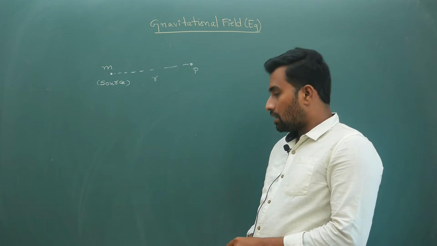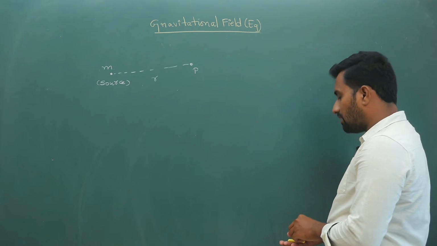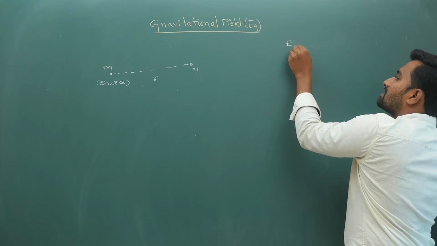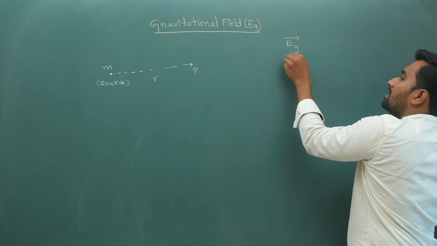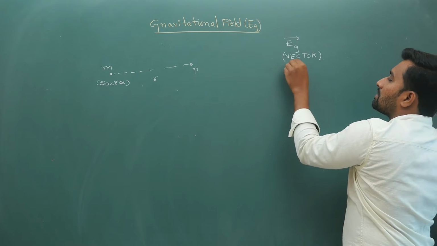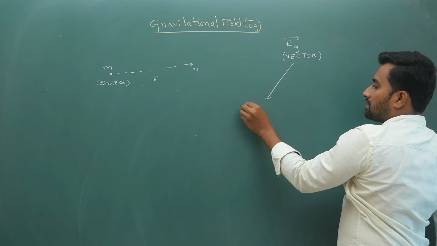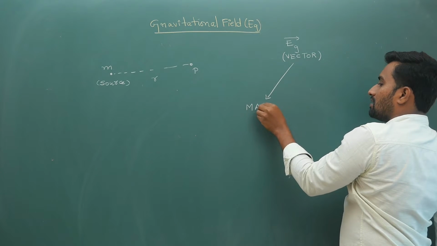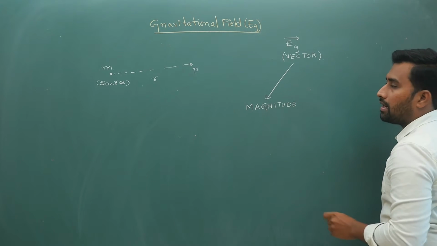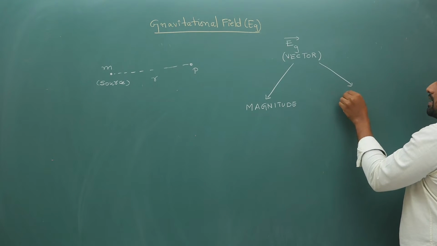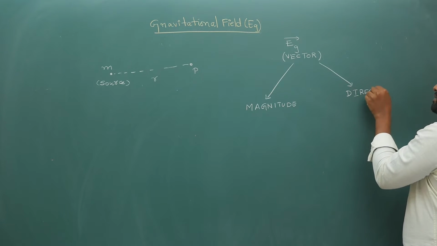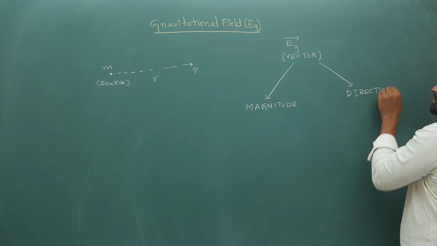Now, if you take some point P at some distance r, your gravitational field Eg bar is a vector. So this vector will have two things. The first one is magnitude and the second one is direction. This vector has two things: one is magnitude and the other is direction.